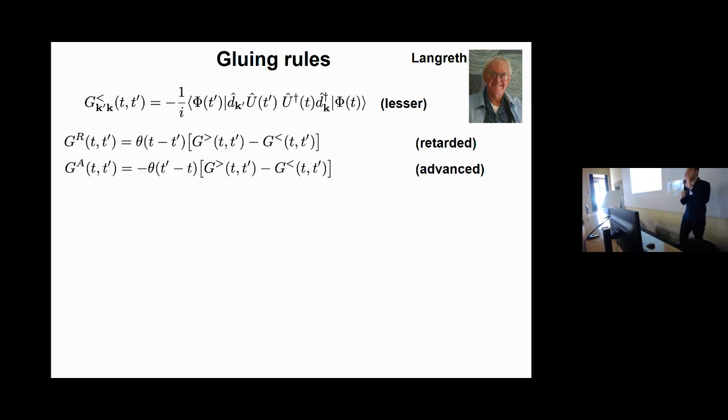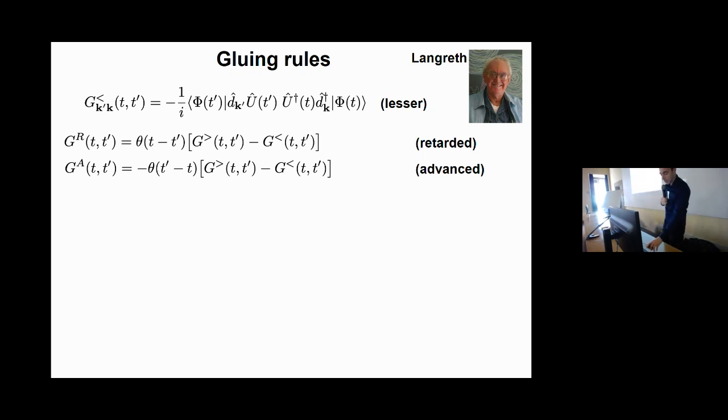Now, once you know the greater and the lesser, you can subtract them. So you don't introduce new objects, okay? You simply subtract them. If you know greater and lesser, you know also the difference between them. And what you define as the retarded Green's function is this difference times the theta function, the Heaviside function, for t larger than t prime. So in a way, you have to imagine the double time plane, t and t prime. The retarded function lives on half of this plane. The advanced function lives on this other half of the plane. But if you put them together, they reform the difference G greater minus G lesser.